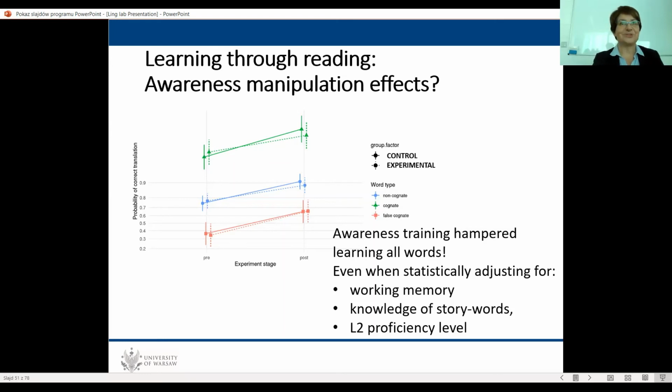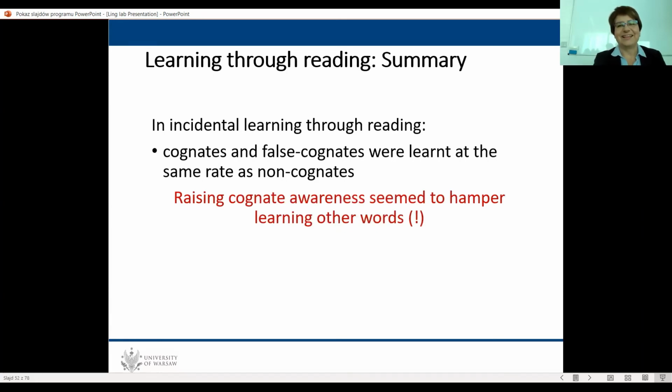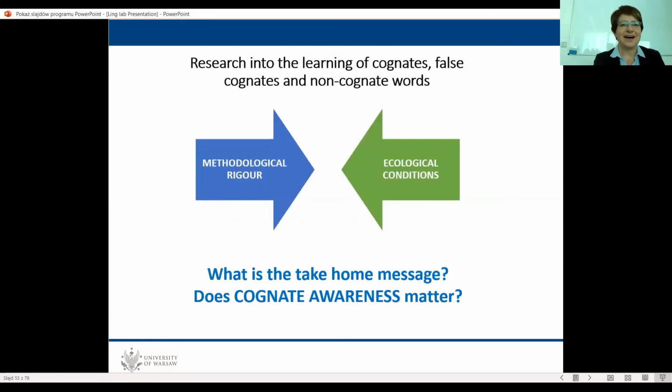So this is what we learned from this very elaborate and very ecologically valid study. We are still struggling with writing the paper out of it. This is what we learned: that raising awareness seemed to hamper learning other words. So what's the take-home message from those two studies?